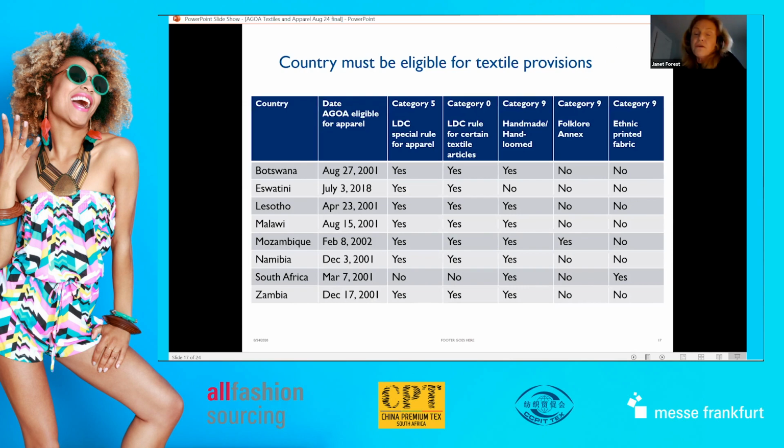This is a chart showing which of the priority countries we're looking at are eligible for various textile provisions. All but South Africa are eligible for the special rule for apparel. What this means is South Africa cannot take advantage of the lesser developed country rule. It's not considered a lesser developed country.